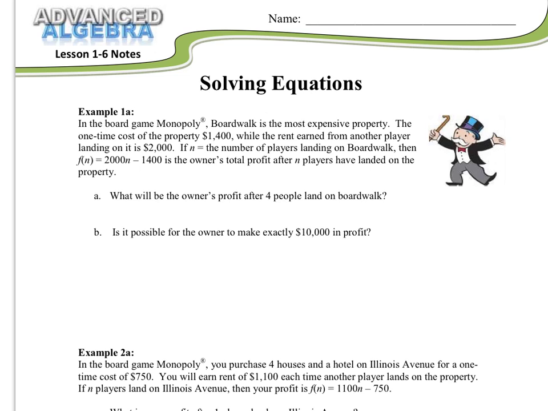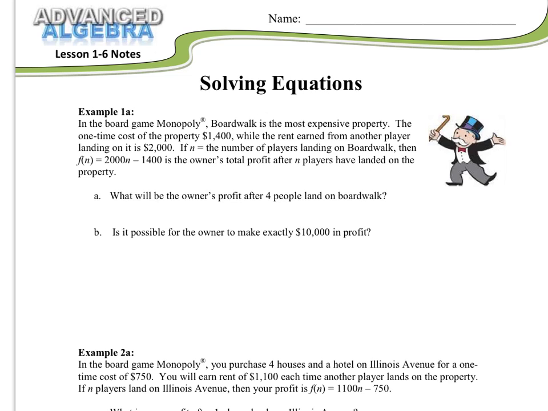In the board game Monopoly, Boardwalk is the most expensive property. The one-time cost of the property is $1,400, while the rent earned from another player landing on it is $2,000. If n equals the number of players landing on Boardwalk, then f of n equals 2,000 times n minus 1,400.